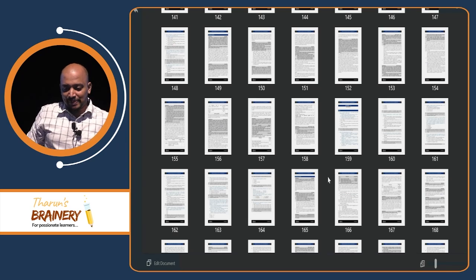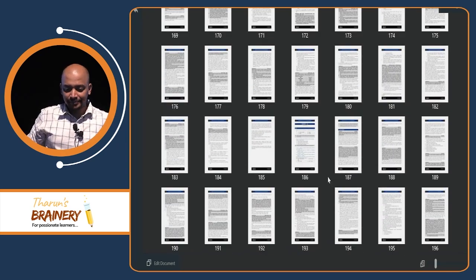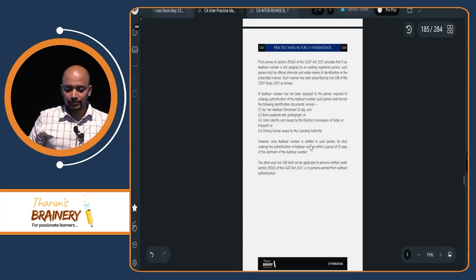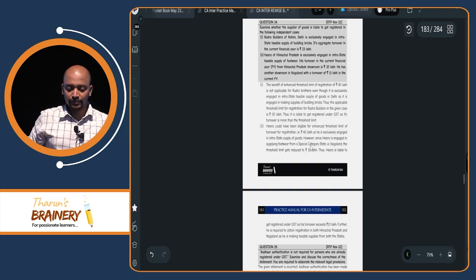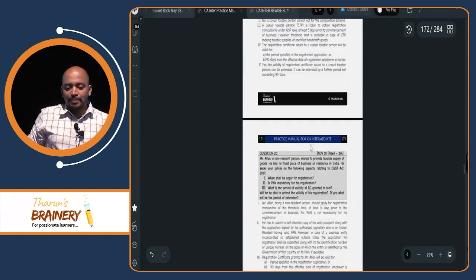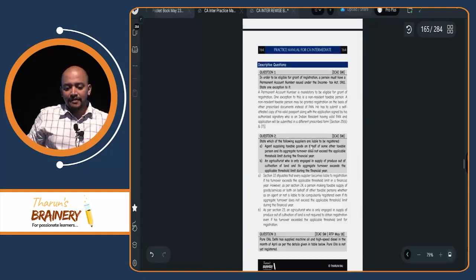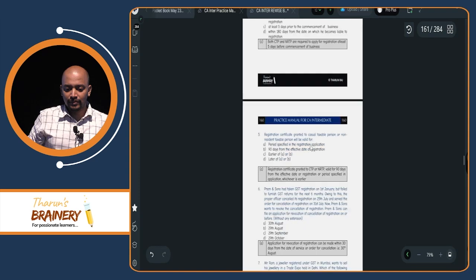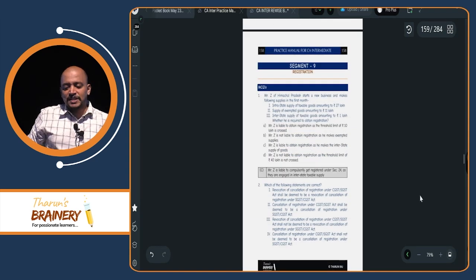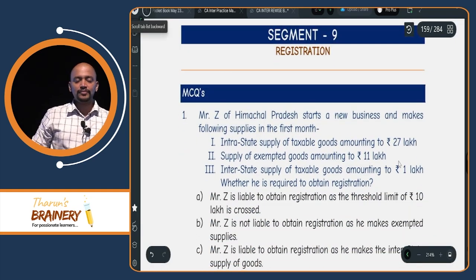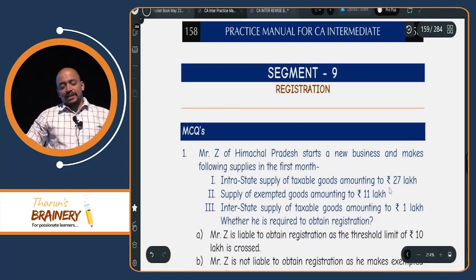So it's a page number. Please take your practice manual. Page number 158. See this part. Lot of MCQs are there. At least MCQs we will try to complete. Listen. Page number 158.